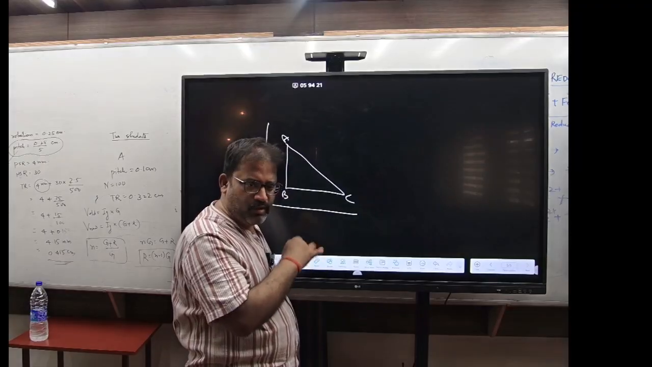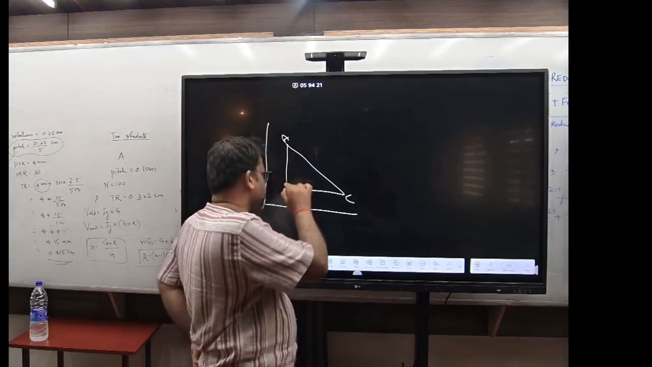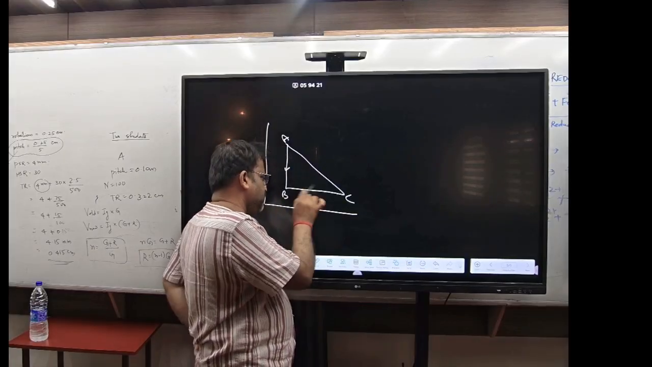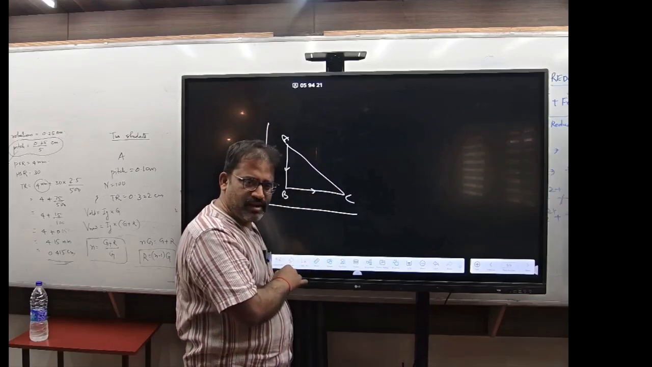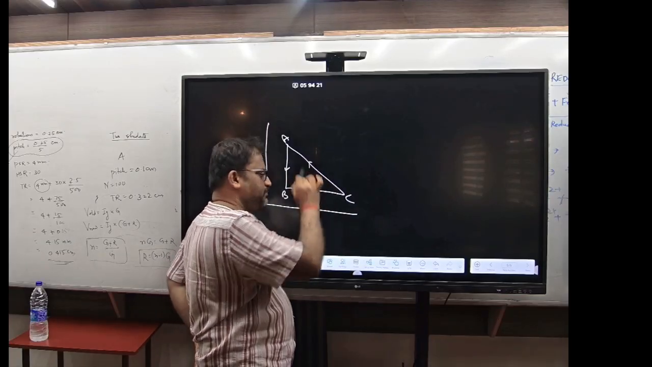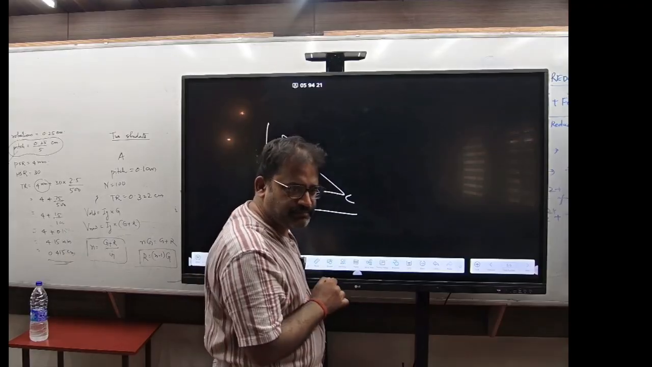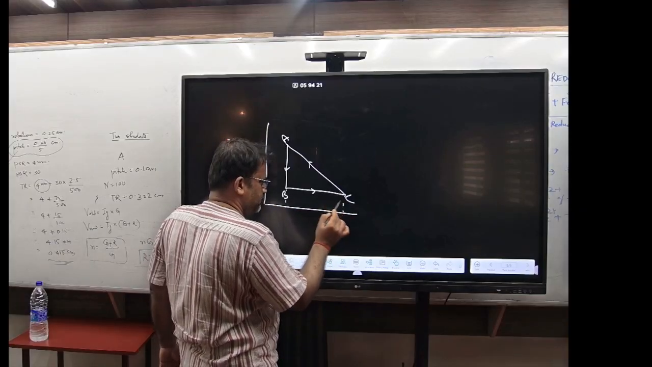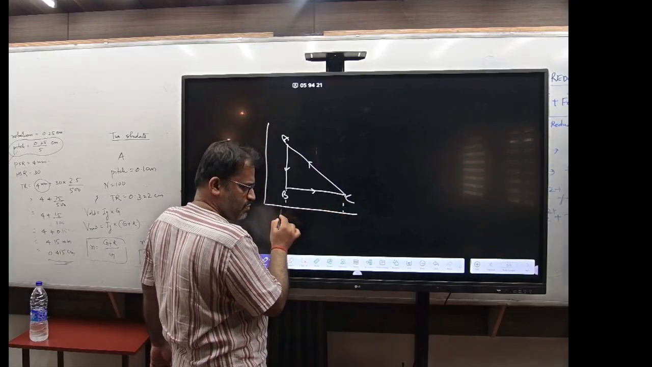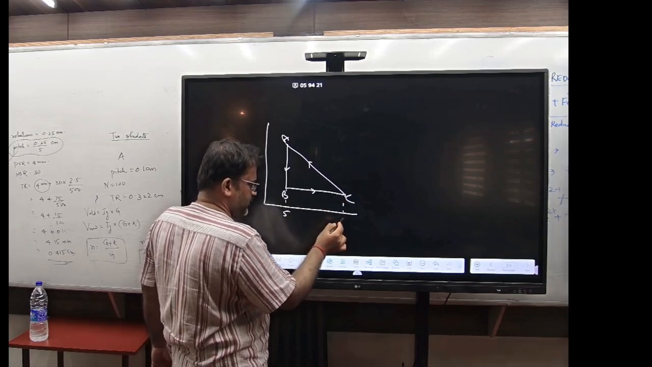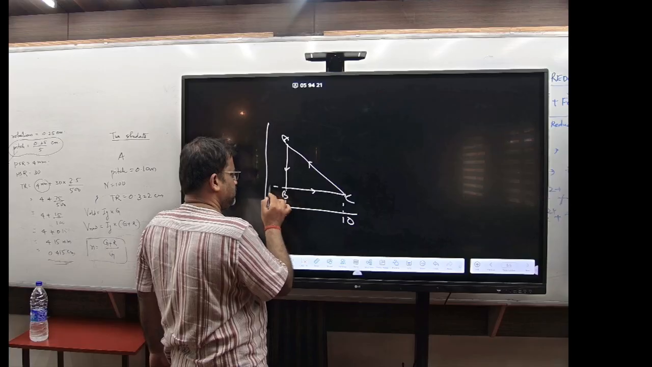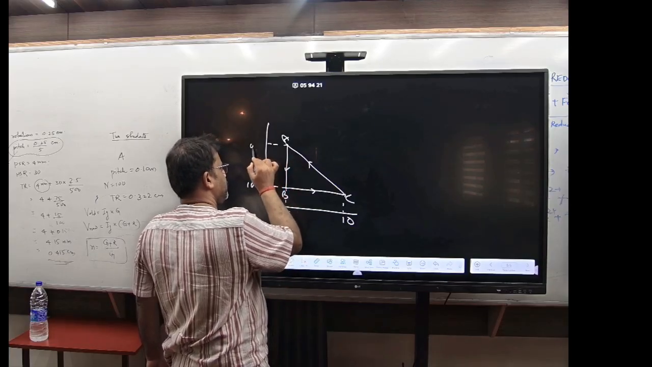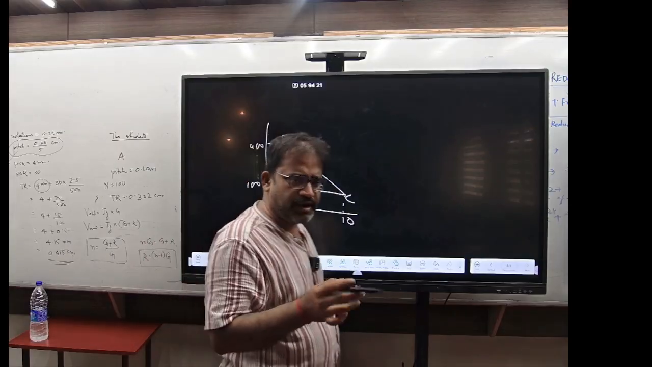Is it from A to B or B to A? A to B. That means it is like this. Next we can see it is from B to C, and last it is from C to A. Now we get some values here. What is the value given here? 5. Here? 10. What about this? 100. What about this? 400. Correct?